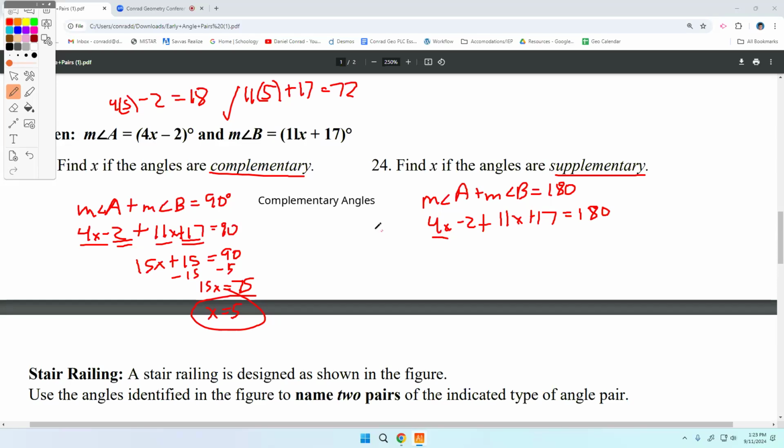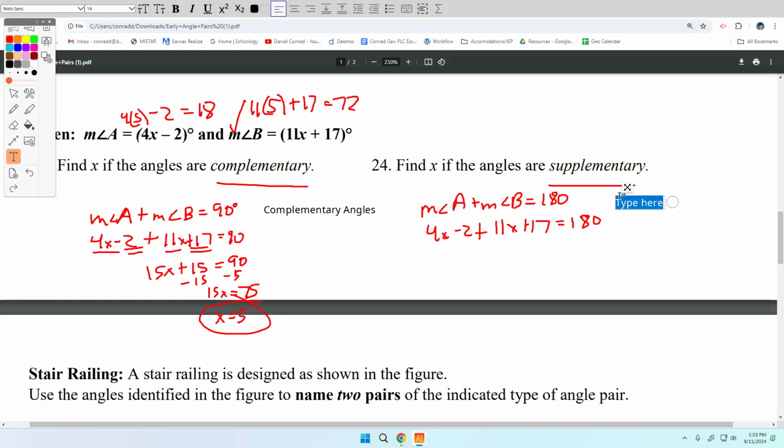Combine like terms. Oh, we got to justify. We didn't justify our equation, so we got to make sure we justify it. So the reason this equation works is because they're supplementary. Supplementary angles add up to 180.